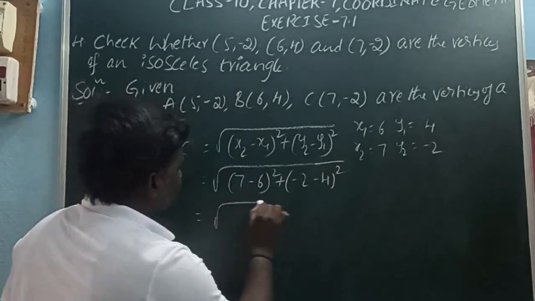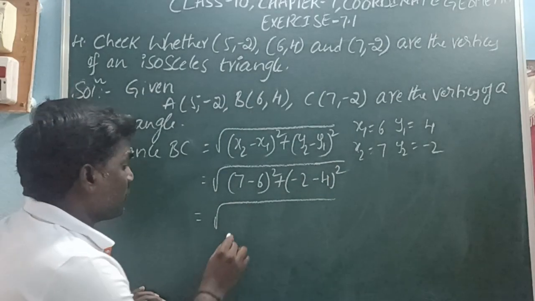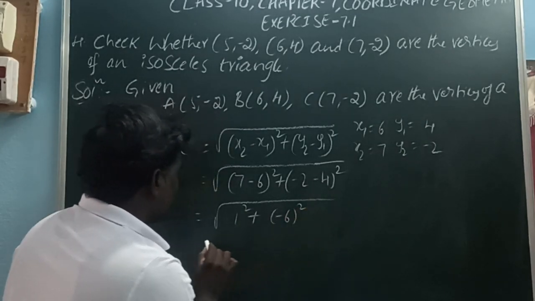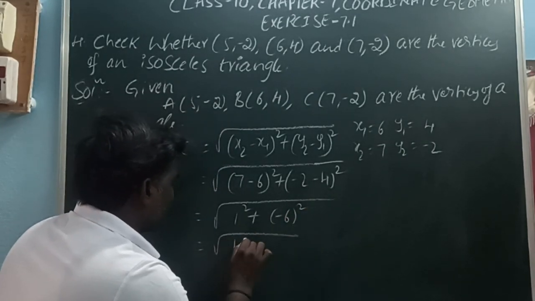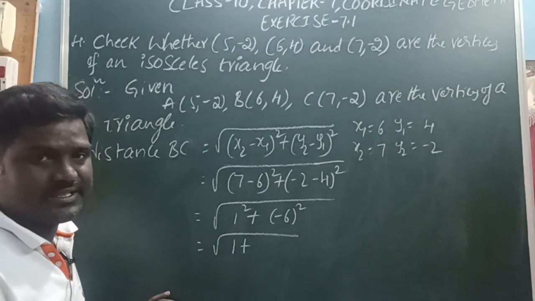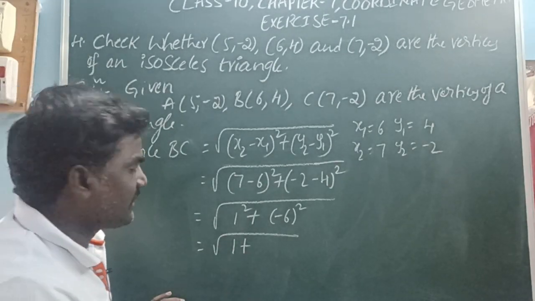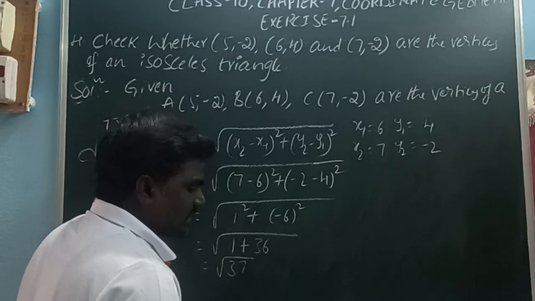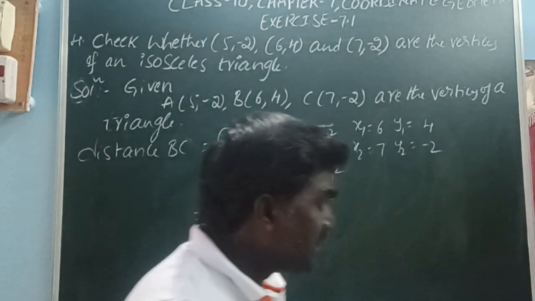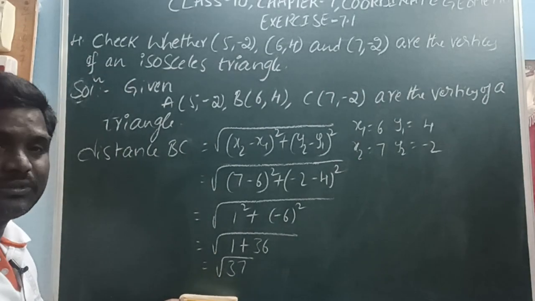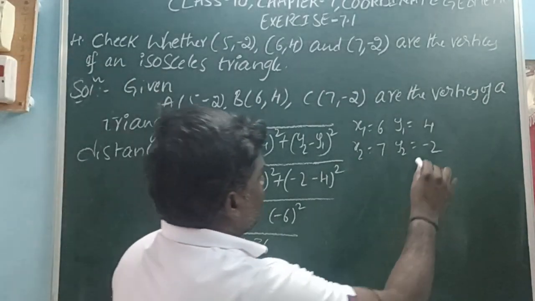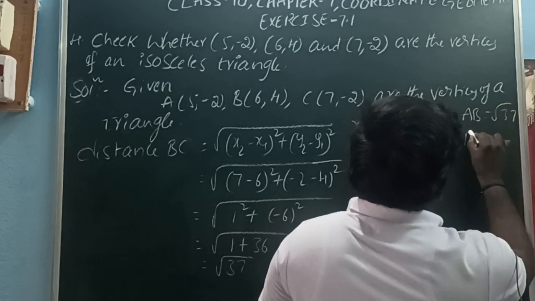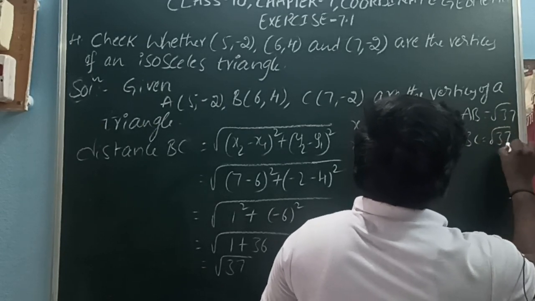So 7 minus 6, how much? 1 square. Minus 2 minus 4, that is minus 6 whole square. Minus 6 into minus 6, that is 36. So 36 plus 1, that is how much? 37. So the distance of BC is square root 37. So here AB distance is square root 37, BC distance is square root 37.